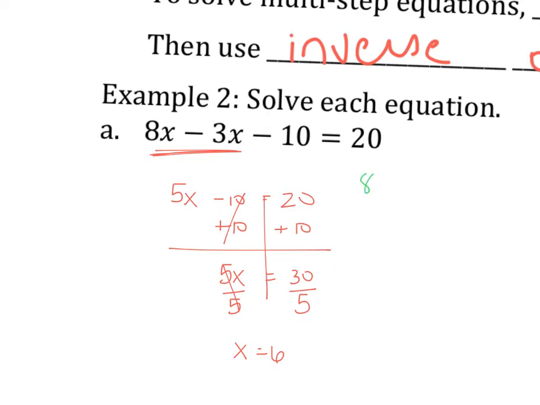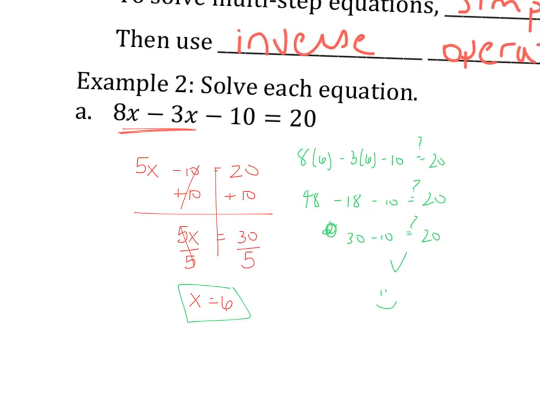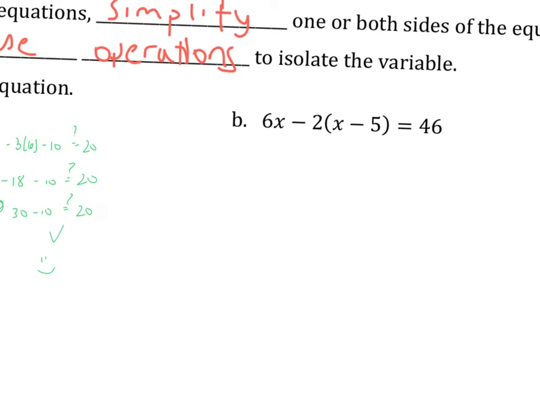So we have 8 times 6 minus 3 times 6 minus 10. Does that equal 20? So 8 times 6 is 48. Minus 3 times 6 is 18. Minus 10. What does that equal? So 48 minus 18 is 30. Minus 10. Which does equal 20, so we are good to go. That is our answer.